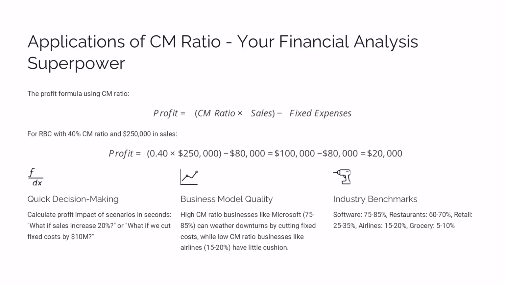This formula is literally how every single business decision gets made at companies like Apple, Google, and Amazon, because executives can quickly test scenarios by asking, what if sales increase 20%? Or what if we cut fixed costs by $10 million and immediately know the profit impact without complex spreadsheets?